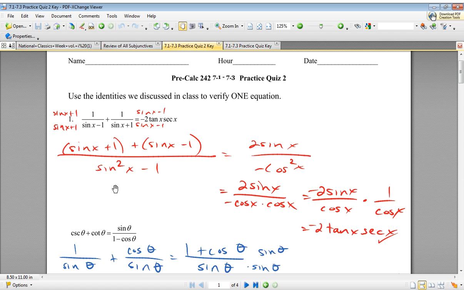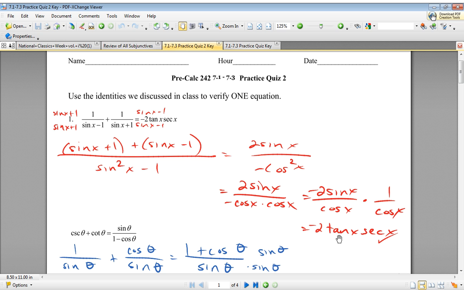So you have a couple options. If you look at the identity sheet that you have written out, you can plug 1 minus cosine squared x into sine squared x, and the ones will cancel out and you'll get negative cosine squared x. You also could take where you have cosine squared x equals 1 minus sine squared x, multiply everything by negative 1, and that would also get you negative cosine squared x. When you do that, cosine squared x can be broken up into cosine x times cosine x.